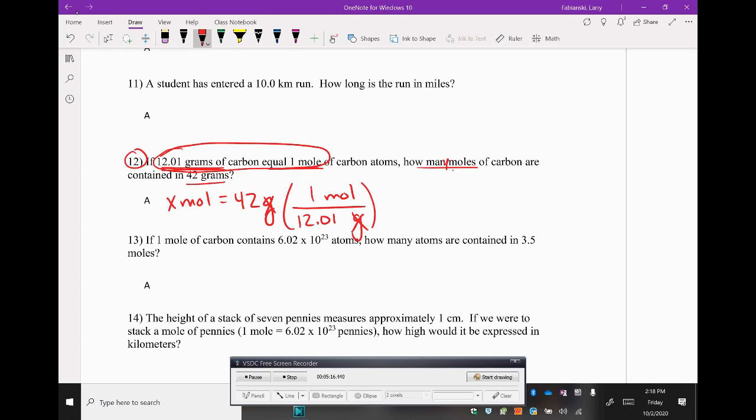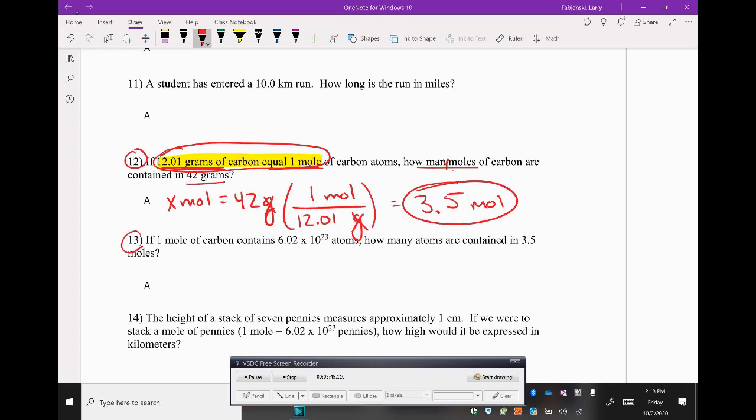So please understand, guys, you can get a conversion factor right from the question itself. We're left with moles, grams cancel. All we need to do here is divide 42 divided by 12.01. And this gives us 3.5 significant figures moles of carbon.